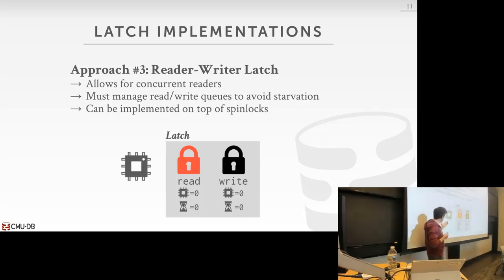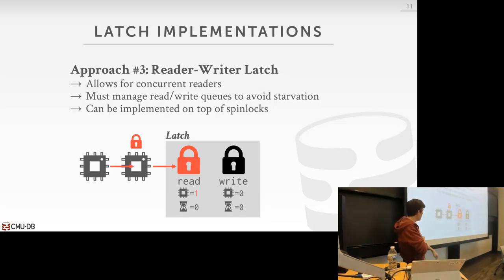So if a read thread shows up and says, I want to get the read latch, well, I look over here and see that nobody holds the write latch, and nobody is waiting for it, so I go ahead and hand it out, and I update my counter to say I have one thread that holds this latch. Another thread comes along, and it also wants to acquire the read latch. Again, read latches are compatible, or they can be shared. So we recognize that this thread already holds the read latch, so this one can also acquire it, and we just update our counter.